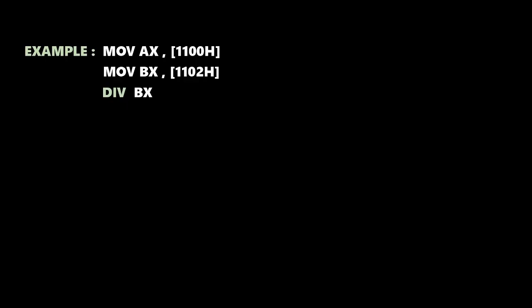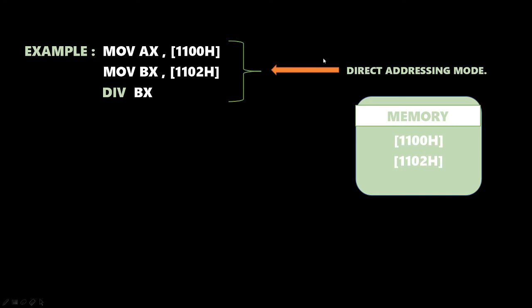Now let's see the last example for this video. Suppose we have MOV AX, [1100H] and MOV BX, [1102H]. We saw in our previous addition, subtraction and multiplication part that whenever there is a number written inside brackets, it means it is an address in our memory, and this type of addressing is called the direct addressing mode.